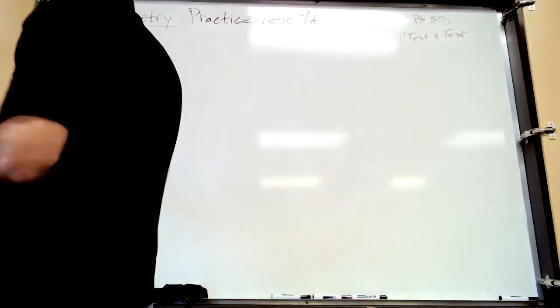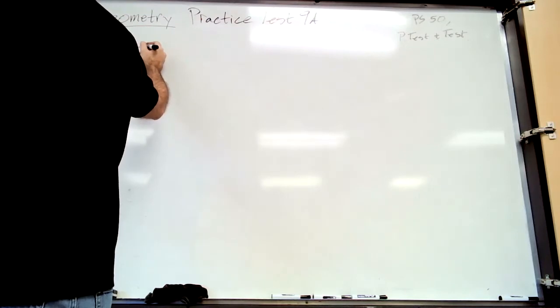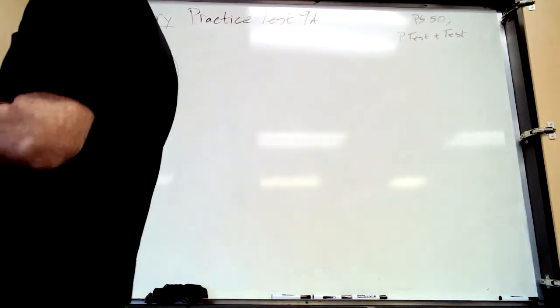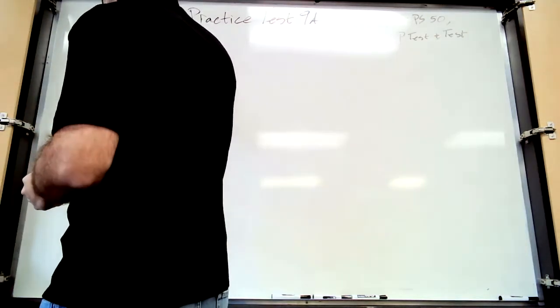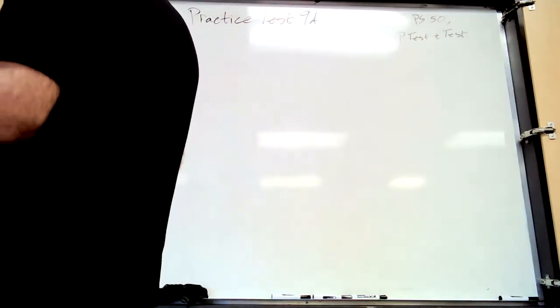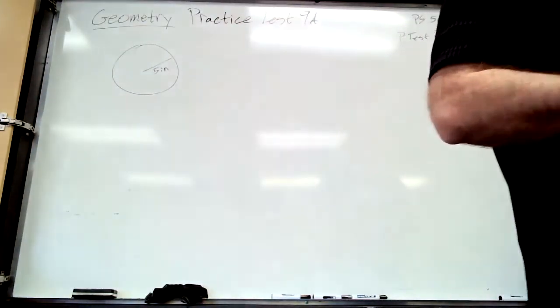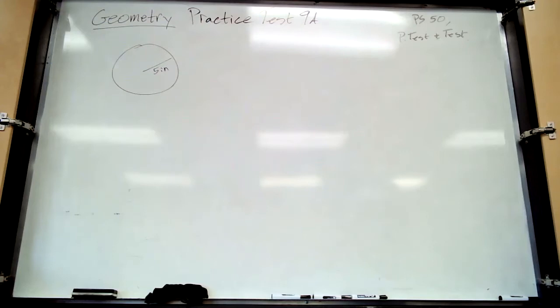A band of gold surrounds the edge of a circular crown that has a radius of 5 inches. Find the length of the band of gold to the nearest tenth of an inch. Use 3.14 for pi.